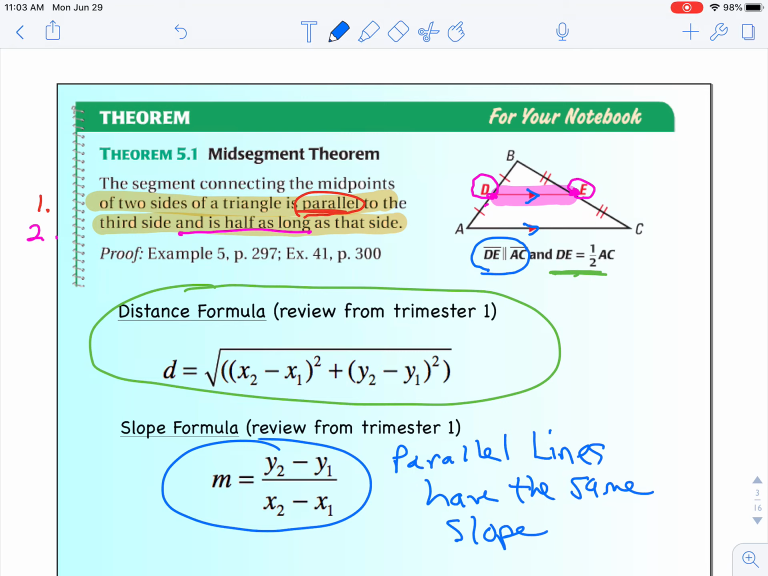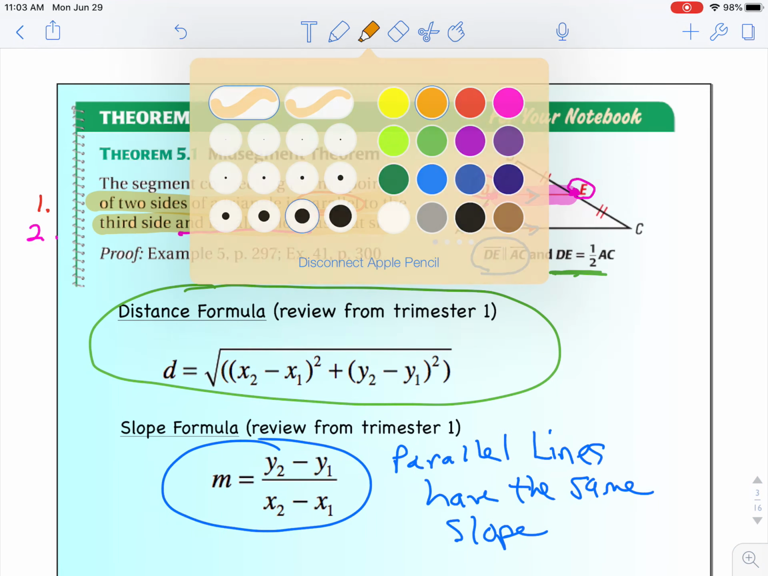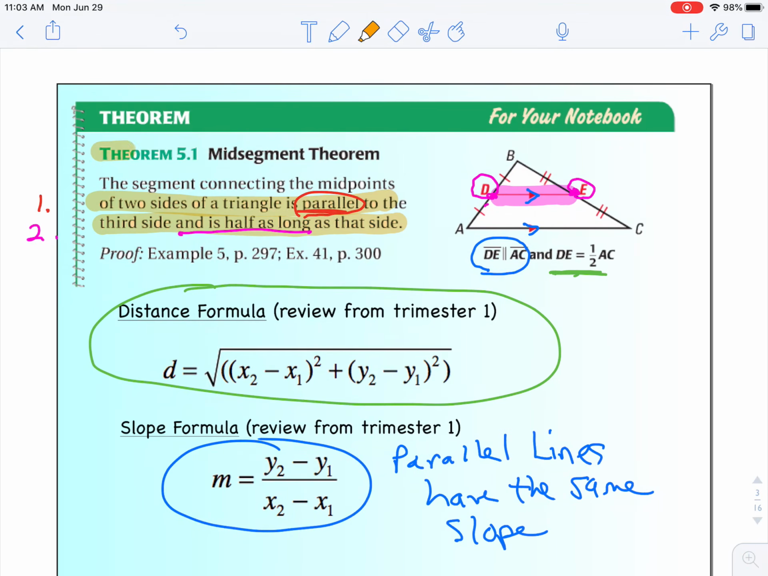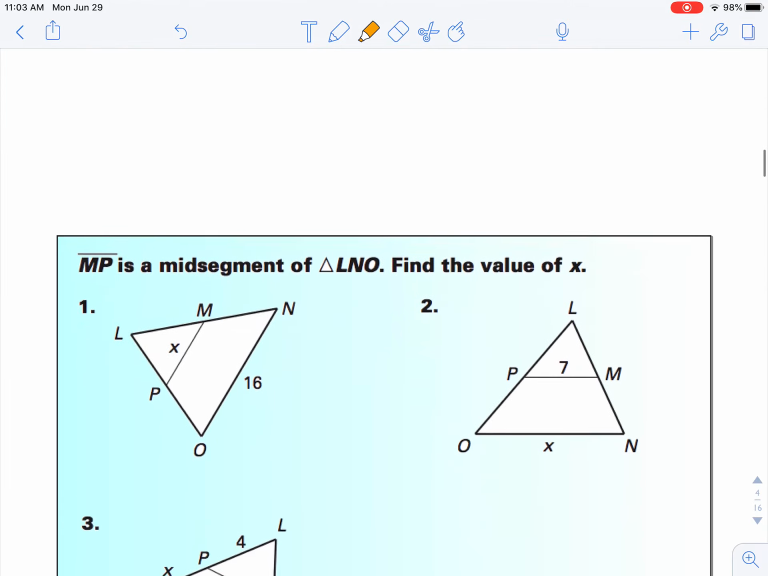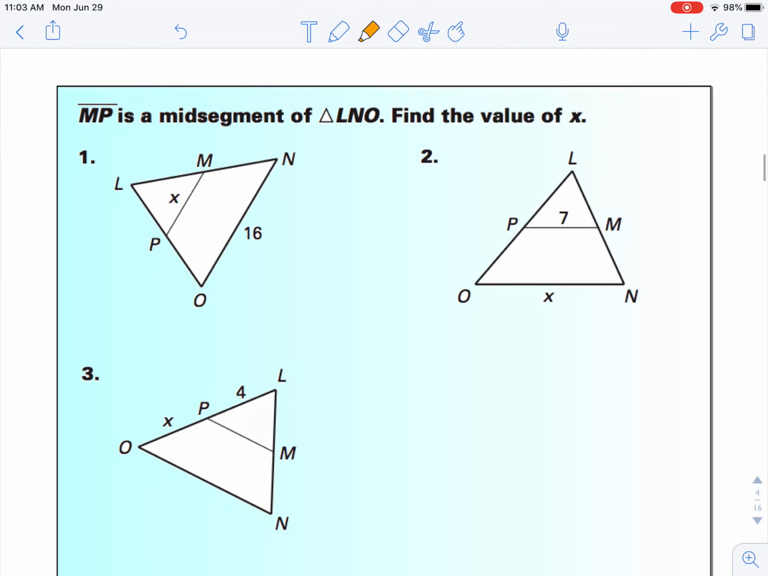One of the things I've noticed is that students tend to think about the midsegment and the midsegment theorem together. The midsegment is just what defines the midsegment of the triangle. The midsegment theorem is what the information tells us about each particular midsegment. So let's try to see if we can use that information to find some missing lengths and pieces here.